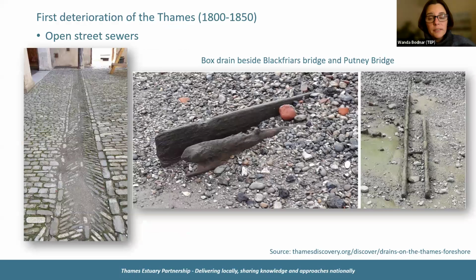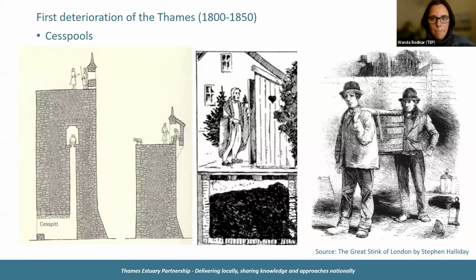Moving on to the first deterioration of the Thames. As London grew and the city was built over time, open street sewers were constructed, and the primary function of these was to lead rainwater away from the streets into the Thames to prevent flooding. And also, before the invention of the toilet, human waste would be stored in cesspools that were emptied by the nightmen, and the content was carried to agricultural fields.